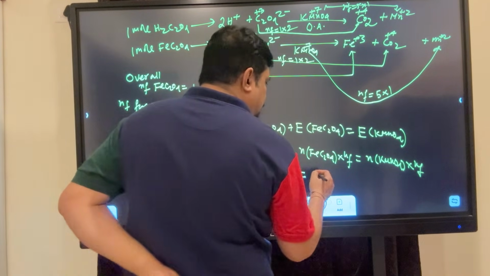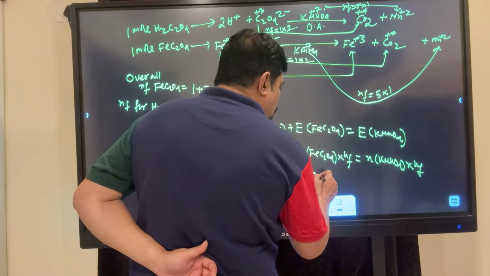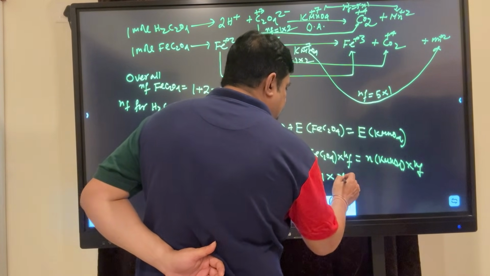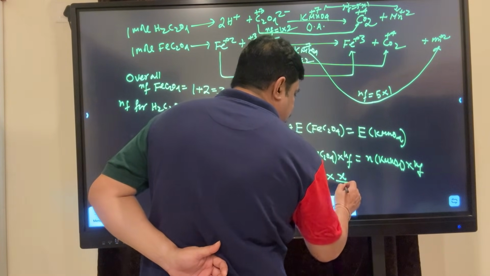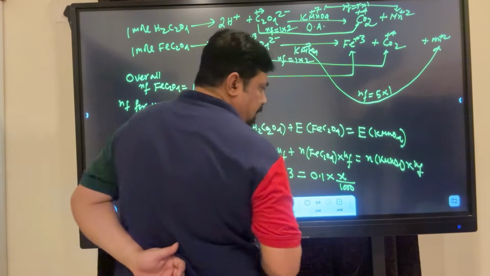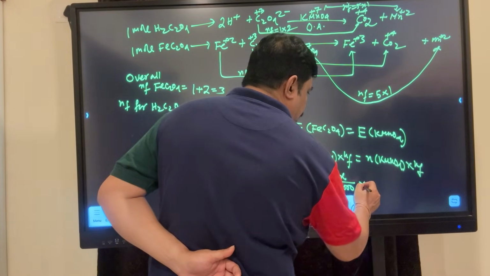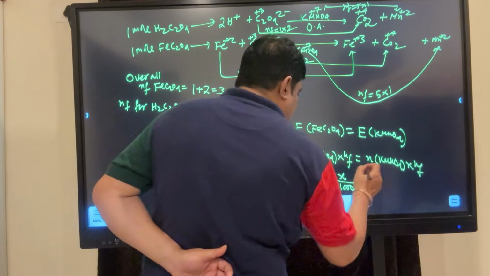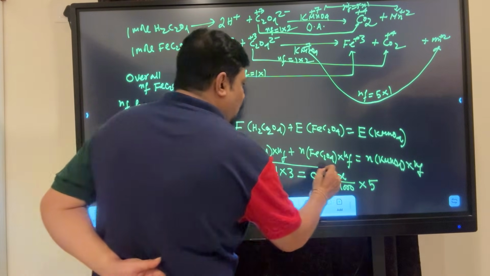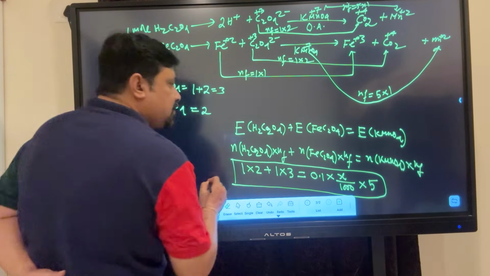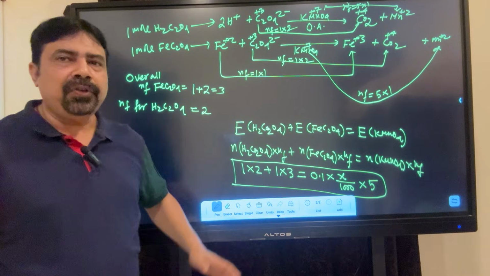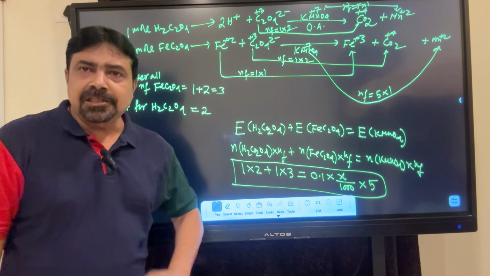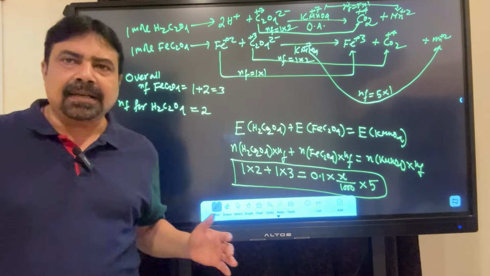That I am applying for KMnO4. Its molarity is 0.1. The volume of the solution they are telling is X mL, so in liters it means X by 1000, into the N factor for the MnO4 side, which is 5. Now we got the equation: one equation, one unknown. You can solve it and get the value of X. That's how from this problem we get the entire clarity.